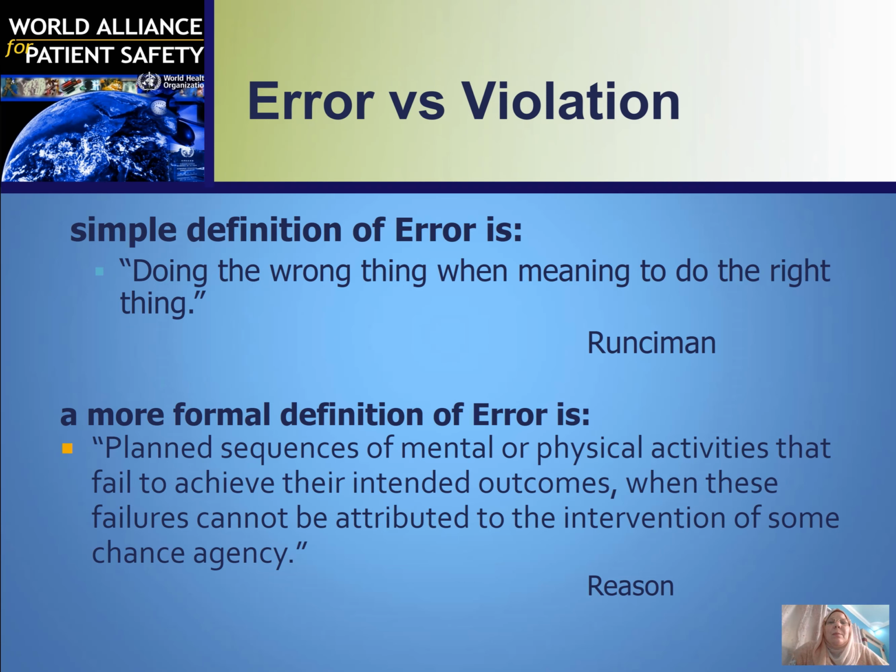Let us quickly talk about defining error and violation. Okay, so an error, and we talked about errors briefly in my last patient safety lecture, means doing something wrong when you were meaning to do the right thing. So you do the wrong thing while meaning to do the right thing. A more formal definition is a planned sequence of mental or physical activities that fail to achieve their intended outcomes, when these failures cannot be attributed to the intervention of some chance agency.